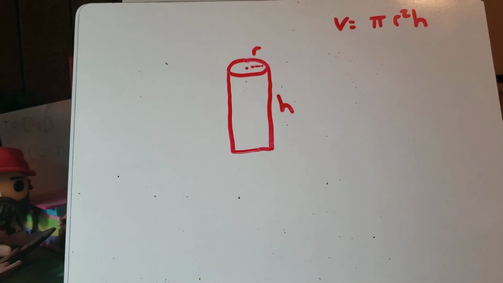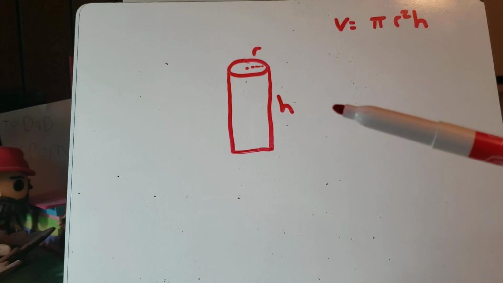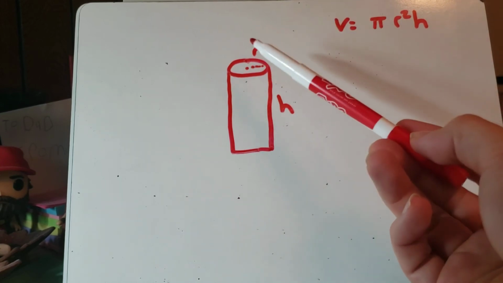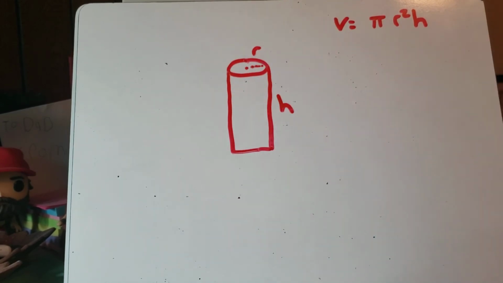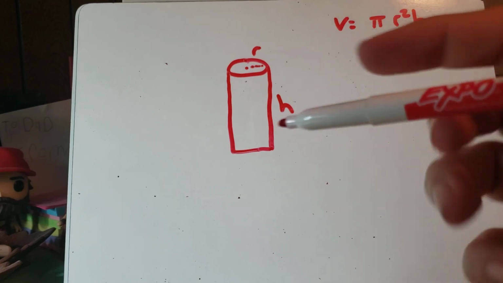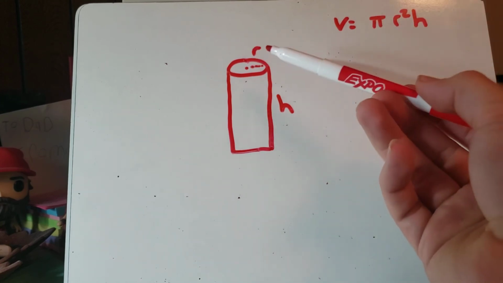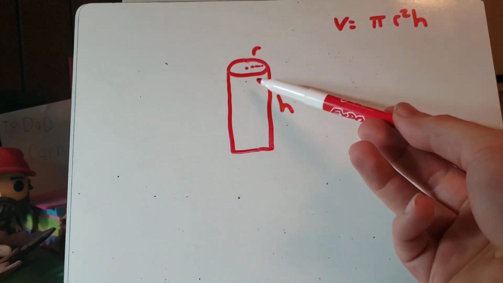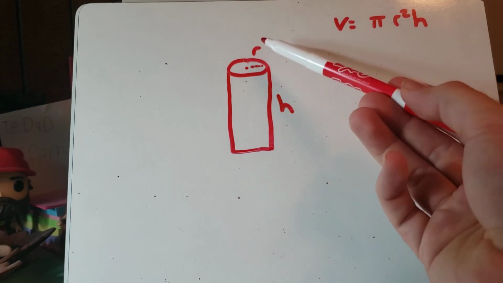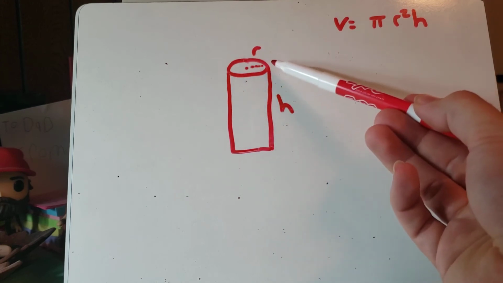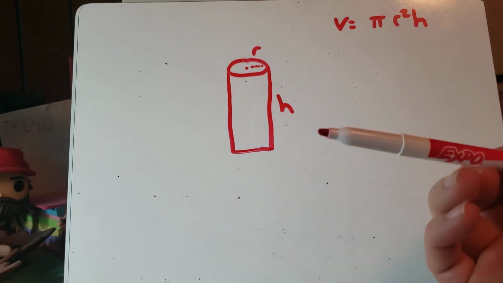So for volume, we're going to do the area of the base, so the area of that circle, and you're going to multiply it by the height. Now let me explain why that is. You can think of a cylinder as just a bunch of really thin circles piled on top of each other. So the volume is just adding up the area of each one of those circles, right? So the area of that circle times the number of circles, which is the height.